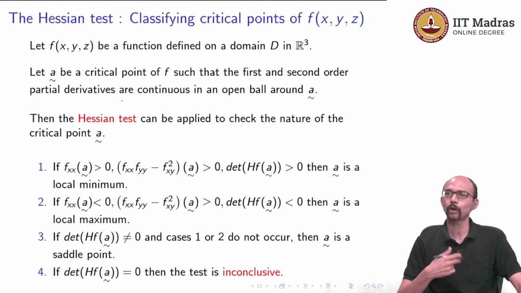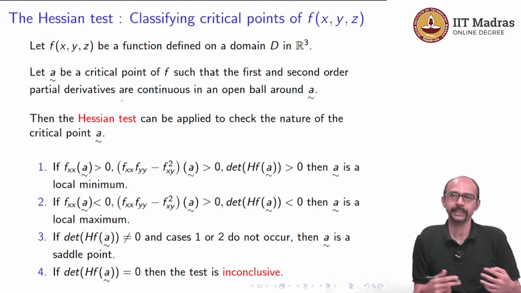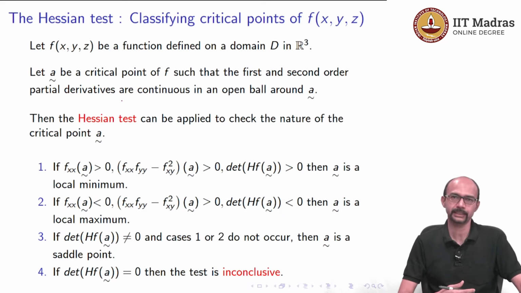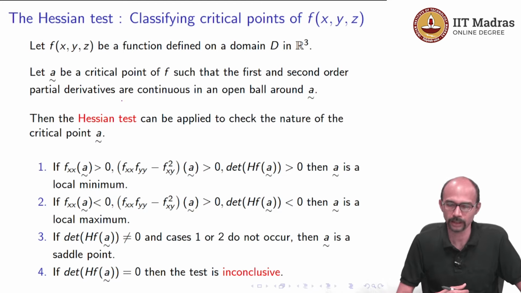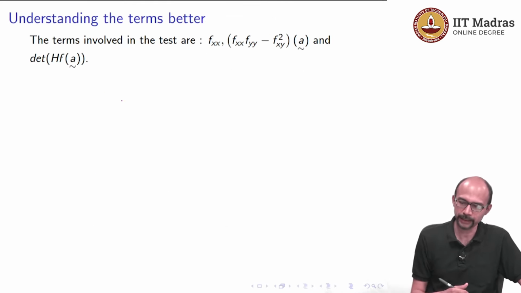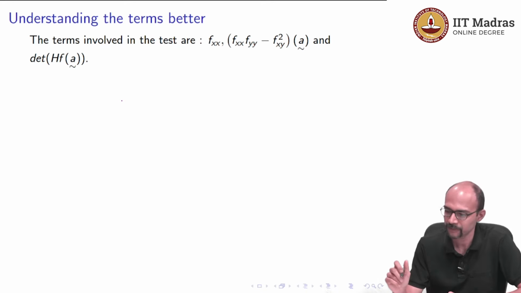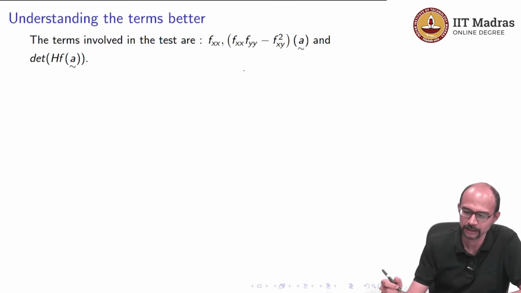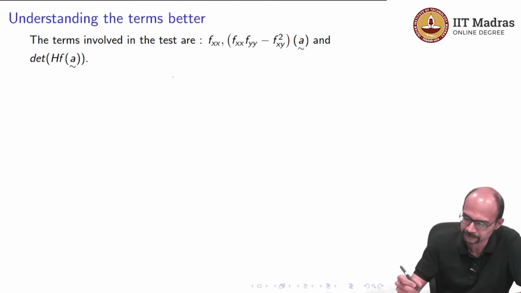This is getting slightly complicated, as you can see, and which is why I am not describing this in the general n by n setup. It actually has an easy description, but for that we need to know what eigenvalues are. Okay. So, let us understand these terms better. The terms involved in the test are f_xx, f_xx f_yy minus f_xy squared at A tilde, and the determinant of this matrix at A tilde.